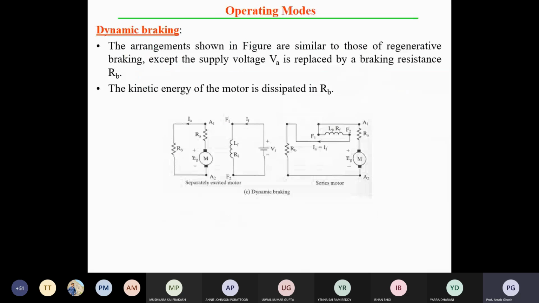So as per your idea, in regenerative braking, what happened? The output voltage.